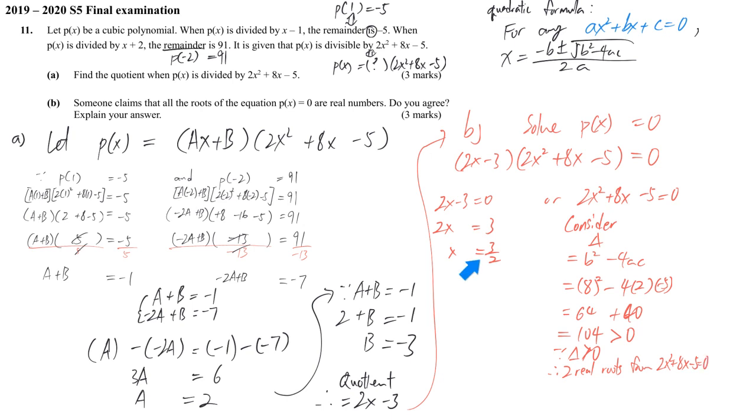So now the result is one real root here and two other real roots here. Therefore, our conclusion: all roots of p(x) equal to 0, this equation, are real. Therefore, we agree with the statement.